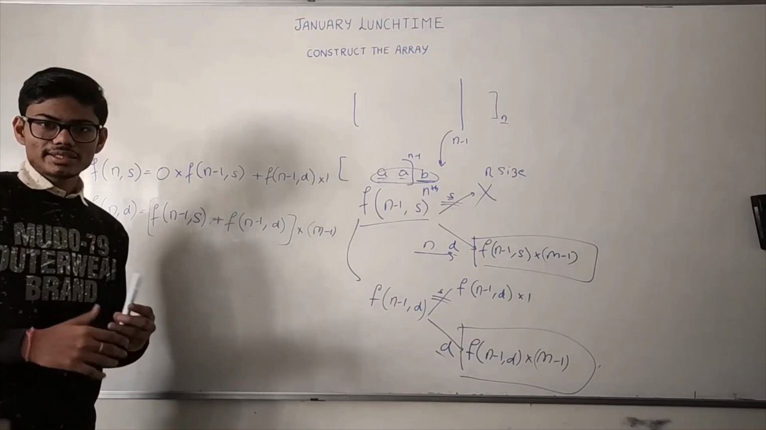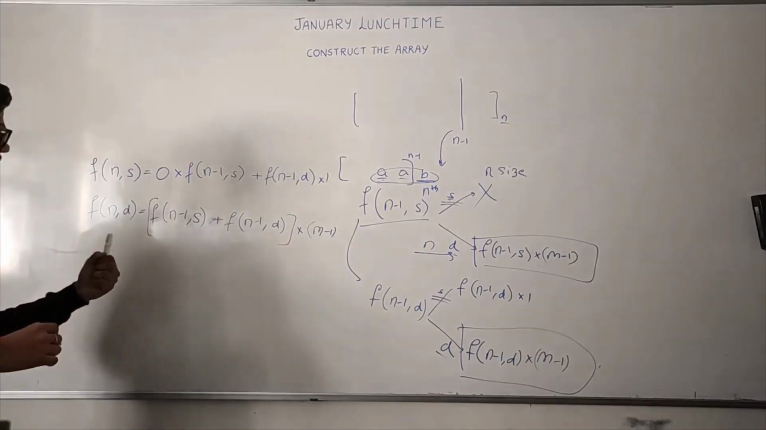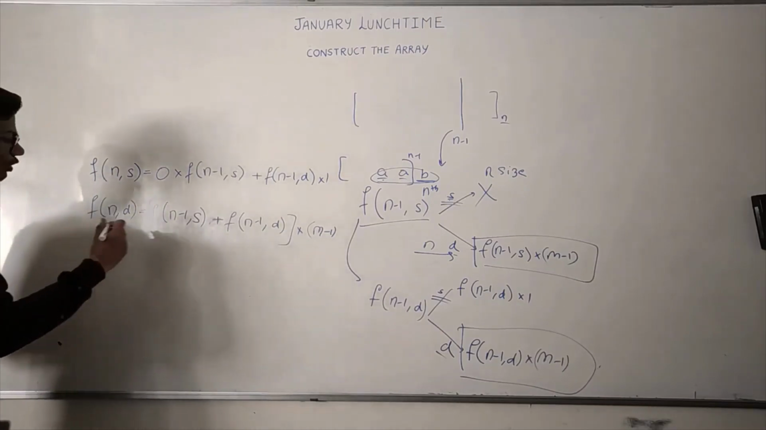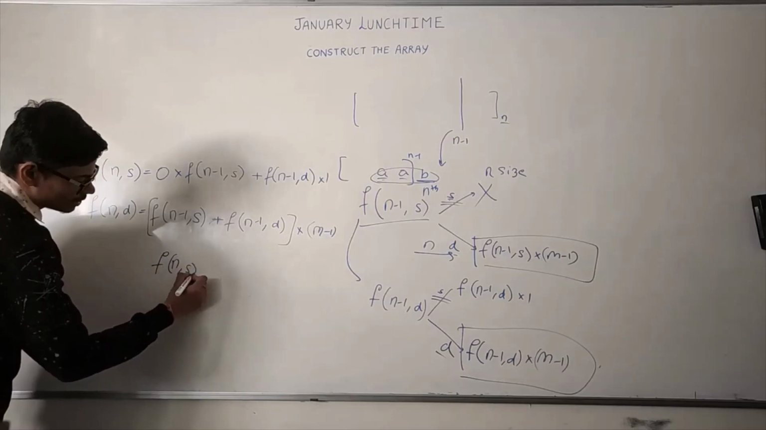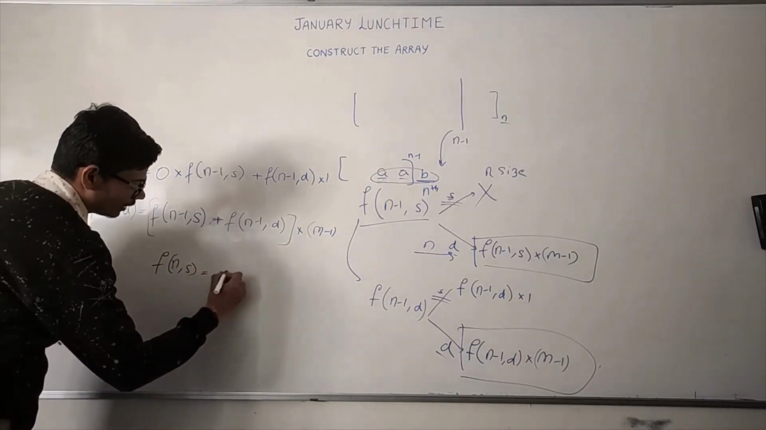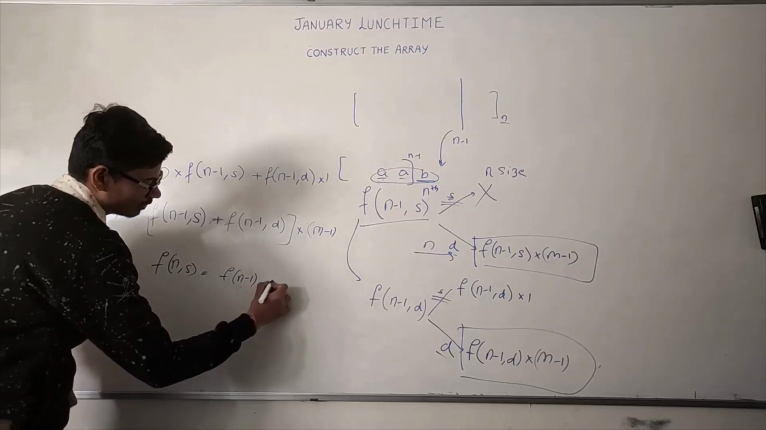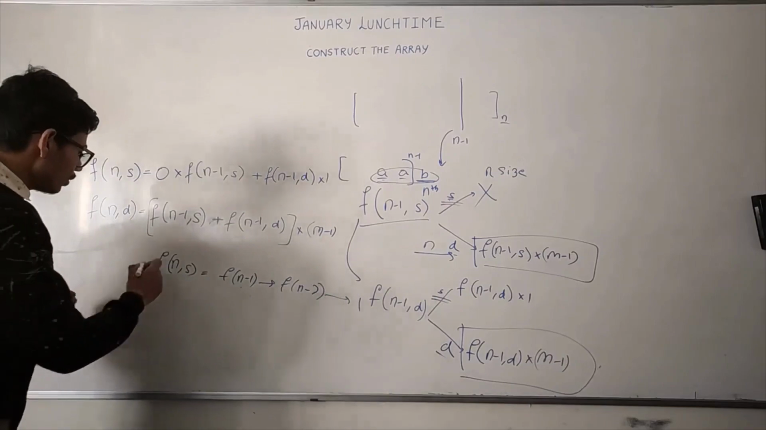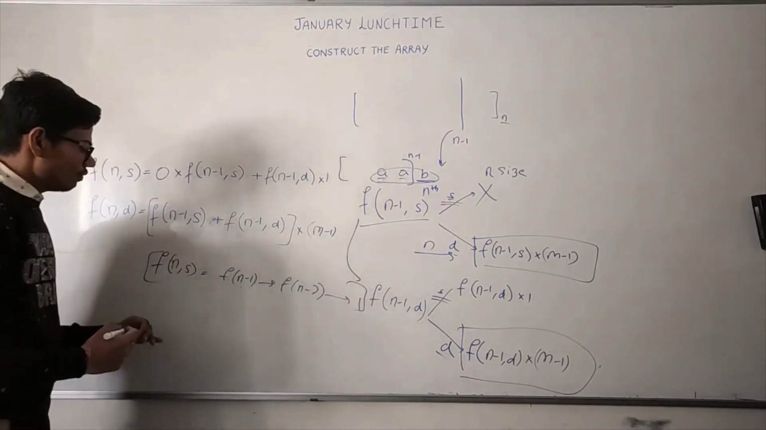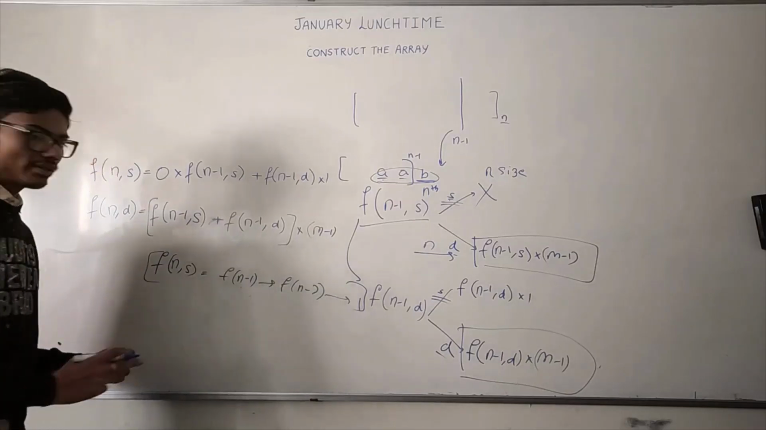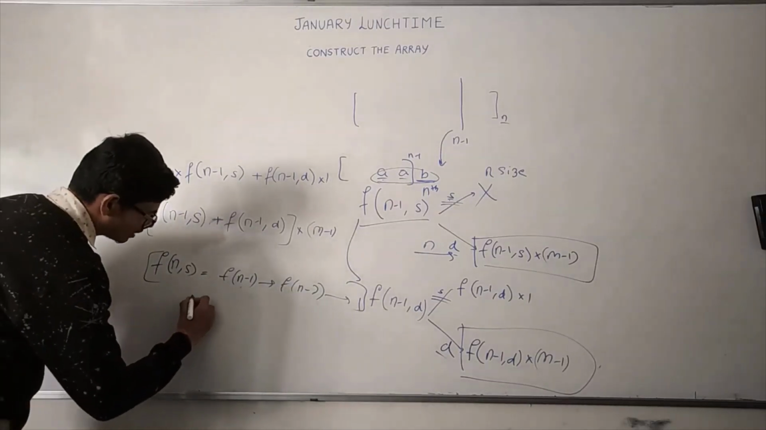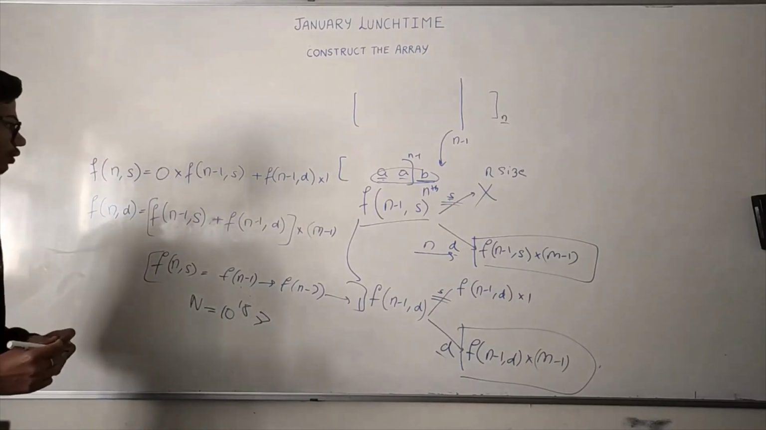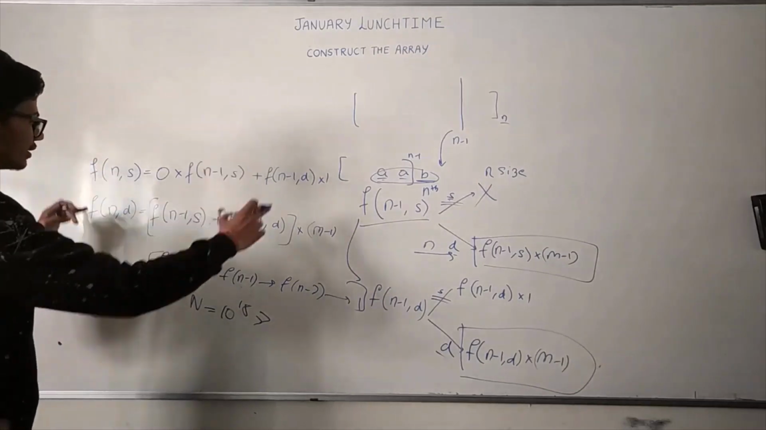Now this is the linear recurrence relation for the DP solution. But in this solution, to find f of n comma s, we have to calculate f of n minus 1, and for that we have to calculate f of n minus 2, and so on till 1. So for this recurrence relation, we have to calculate from 0 to n all the terms, and n can reach up to 10 raised to the power 18, which will again exceed the time limit. So we have to find a better way to solve these equations.